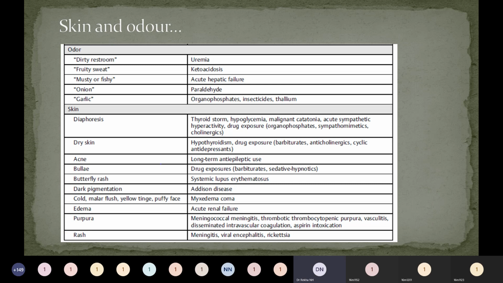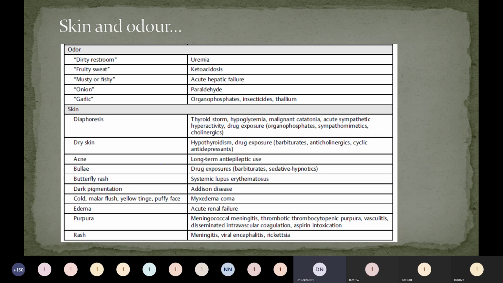Again, at the bedside, if there is any odor, it can be a uremic odor, or a fruity sweat that is in ketoacidosis, or a fishy odor in patients suspected of acute hepatic failure or hepatic encephalopathy, or an onion smell in patients with paraldehyde, or a garlic odor in patients with insecticide or organophosphorus consumption.